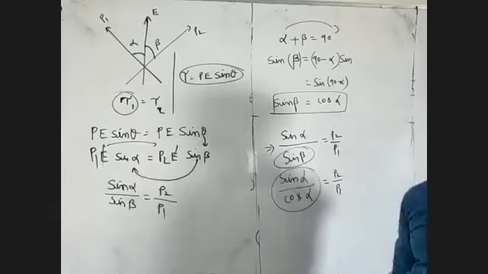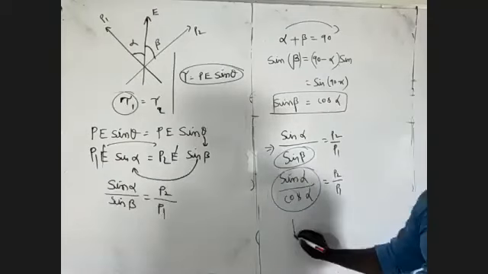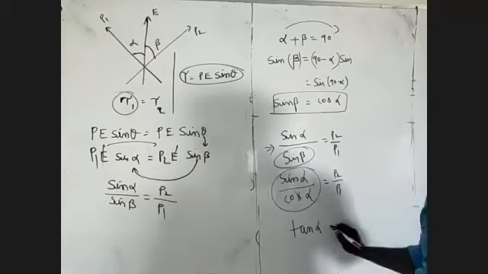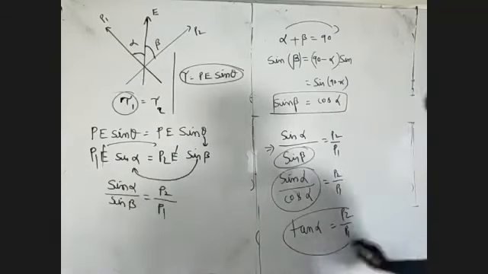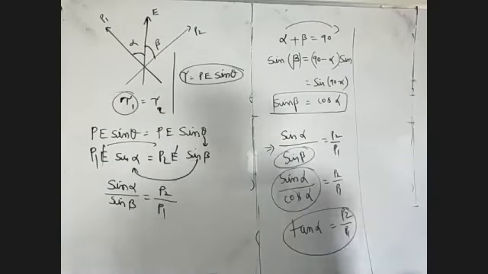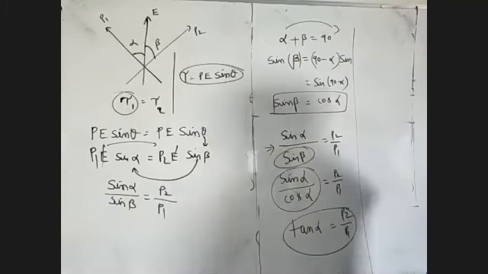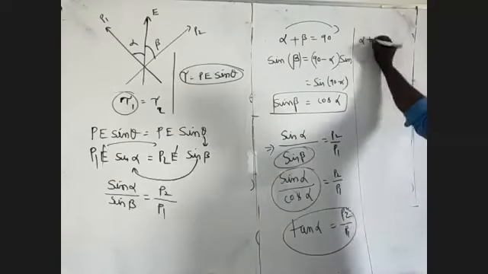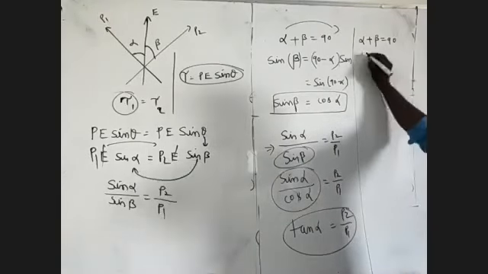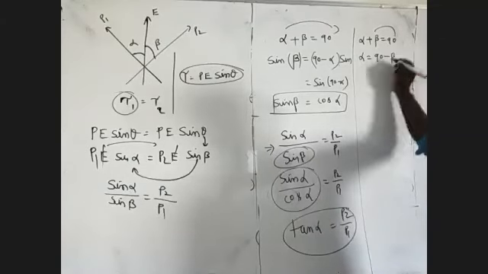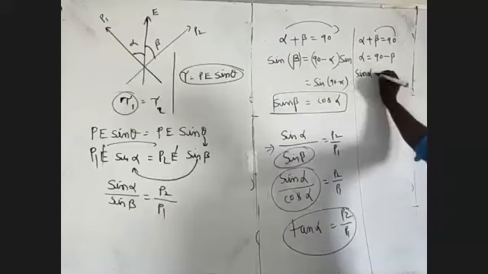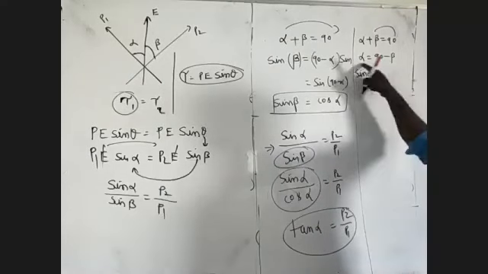Now you will see sin alpha by cos alpha, what are we going to write? This is tan alpha. Tan alpha is equal to P2 by P1. Now we can write this for tan beta as well. Alpha plus beta is equal to 90 degrees, so taking beta to this side, alpha is equal to 90 minus beta. Apply sin on both sides of this equation.